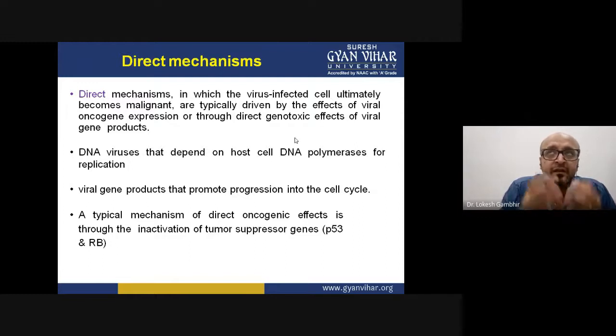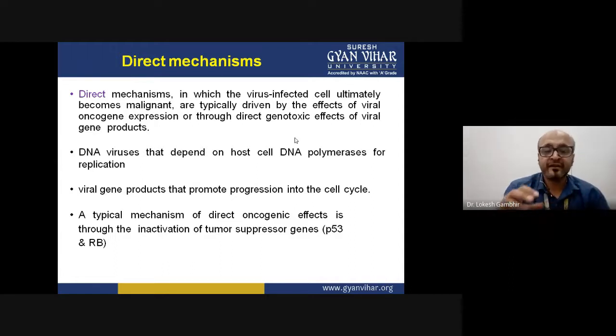So when we have understood the indirect mechanism and the tumor suppression part, what is the direct mechanism? The direct mechanism is such where the infected cell is actually becoming the malignant cell. How is it happening? It is happening simply because the virus which has infected the cell is inducing oncogenic expression, or it has directly caused certain genotoxicity inside the cell, which has resulted in the transformation of a normal cell to an oncogenic cell.